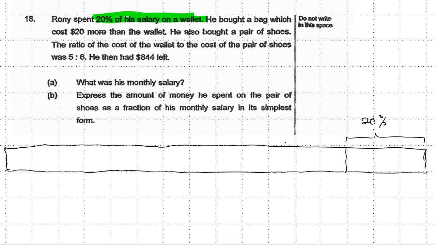And obviously, if this is 20%, the whole bar is 100%. Then he bought a bag which costs $20 more than a wallet. I draw this small one here. $20 more. Cool, right?